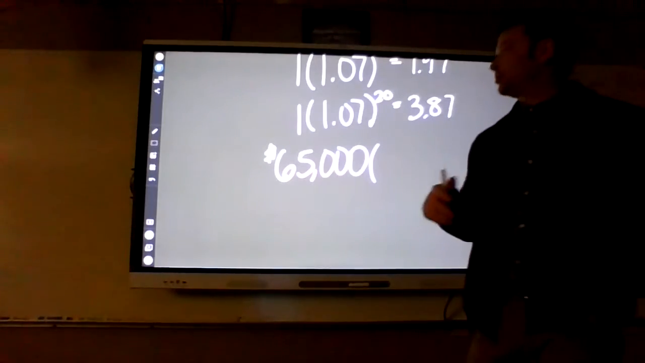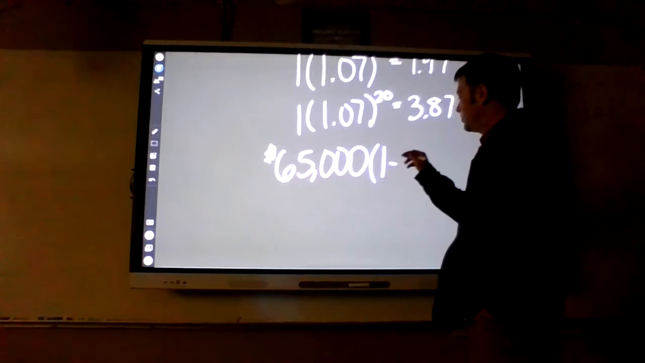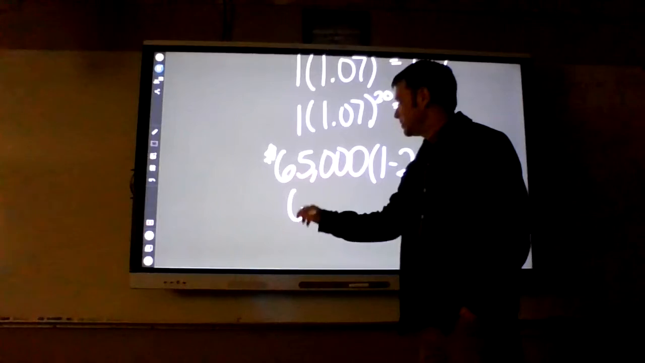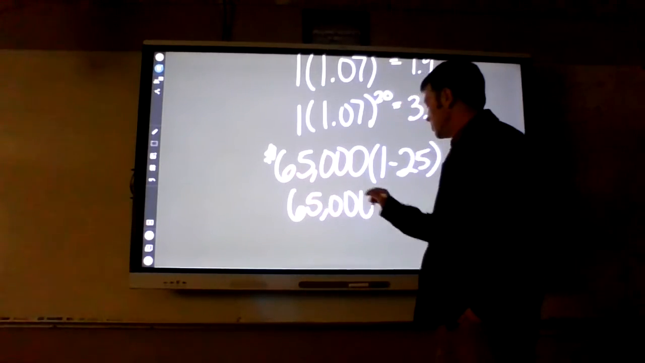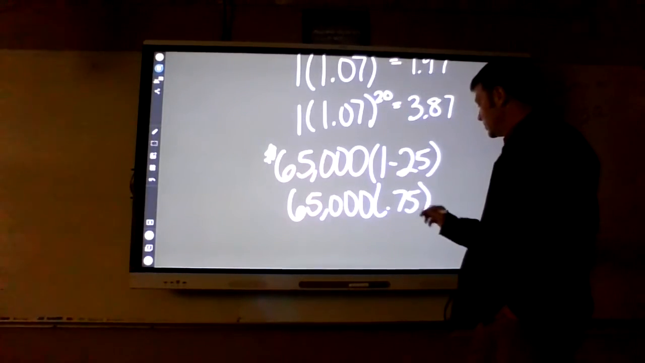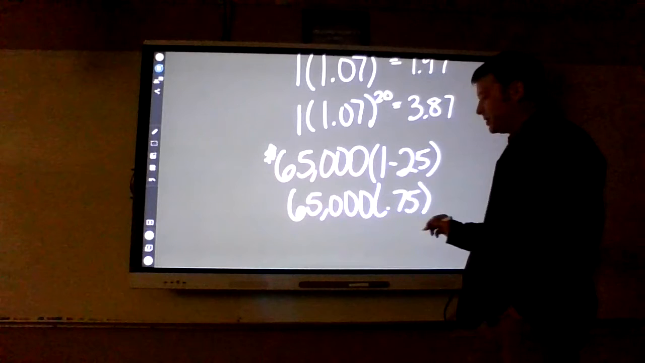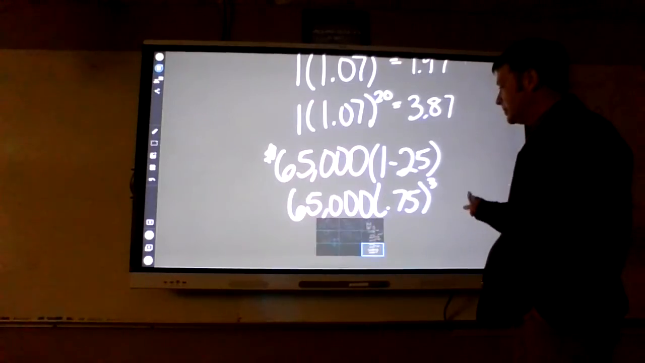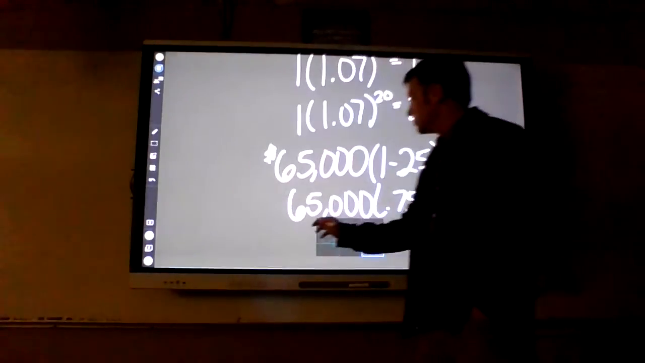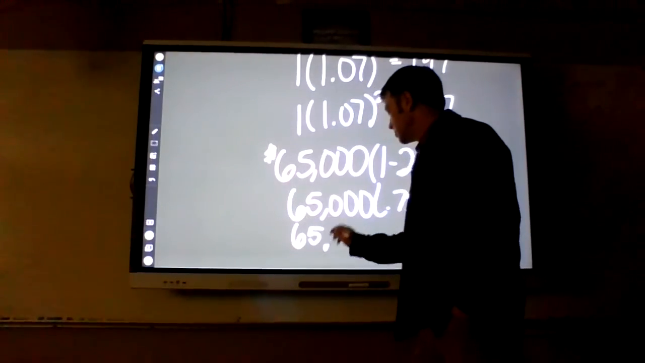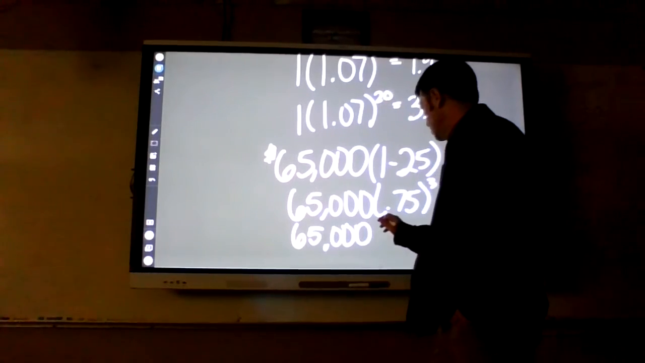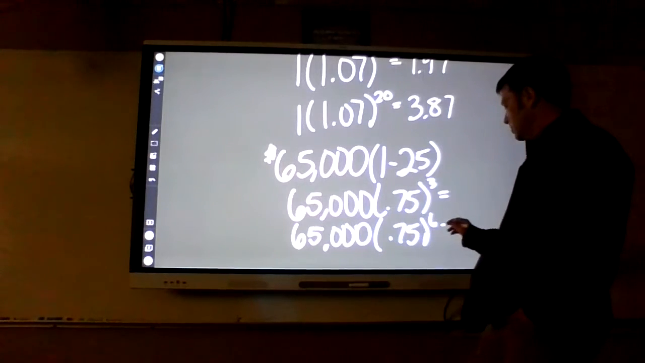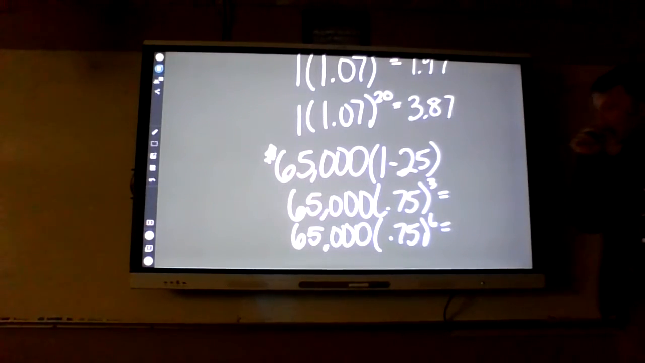On 17 it's supposed to drop 25%. So basically we're doing 1 minus 0.25, which makes it 0.75. And then are we doing 10 and 20 again? 3 and 6 are the years. So the first one is 3. And the second one is 6. Oh, that's not good.